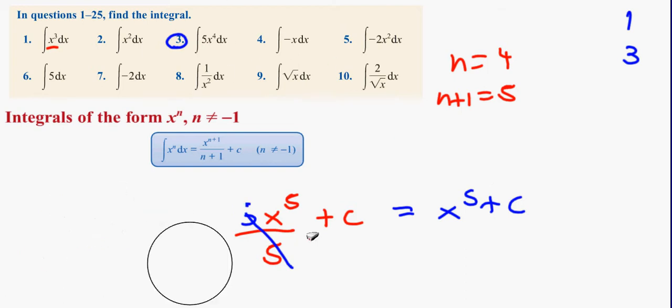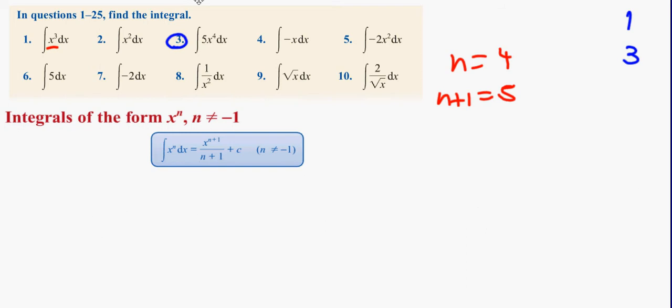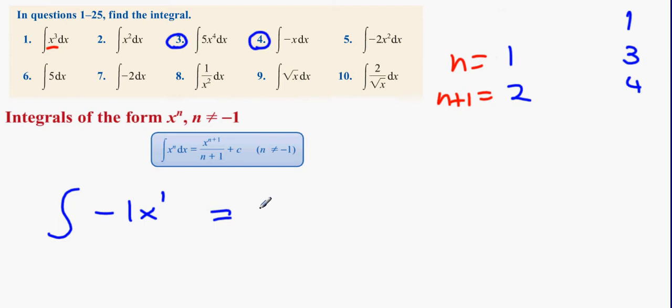Okay, let's try another one like minus x, so number 4. This time we're going to have minus 1 times x. Now x is x to the power 1. When we integrate this, we have n equals 1, n plus 1 equals 2. So therefore it's going to be minus 1.